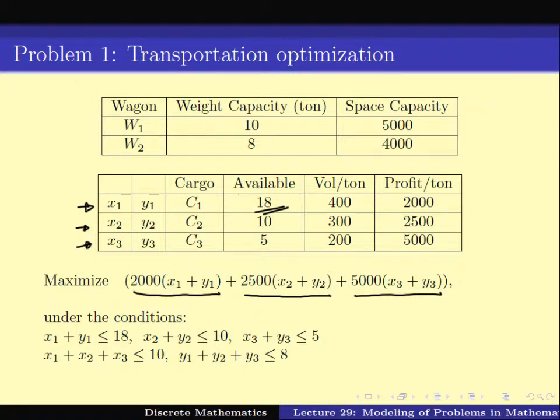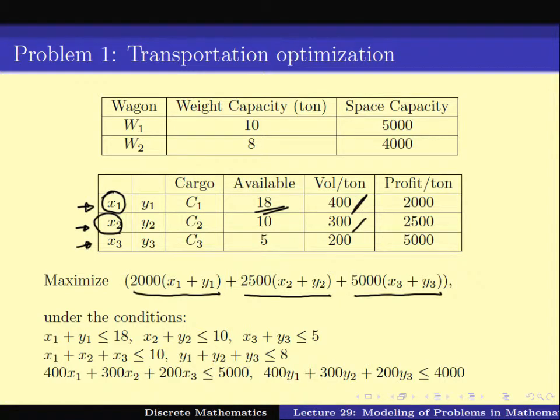And the third one is the space capacity. Now what is the space capacity? How much space do we end up spending? The volume per ton for cargo 1 is 400, so the volume required for shipping x1 amount in wagon 1 is 400 x1. Similarly, the volume required for shipping amount x2 of cargo 2 is 300 x2, and so on. So we get 400 x1 plus 300 x2 plus 200 x3, which should be less than or equal to 5000, the upper bound on the volume. And similarly for the case of wagon 2.